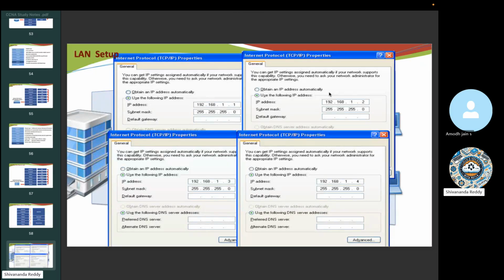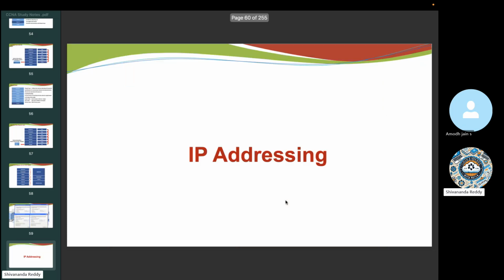Then how can we set up a LAN? Generally, how will the LAN setup be? Like this, we can open the laptop and set up the IP ranges. You can see 192.168.1.1, 1.2, 1.3, 1.4. Like this, we can configure.